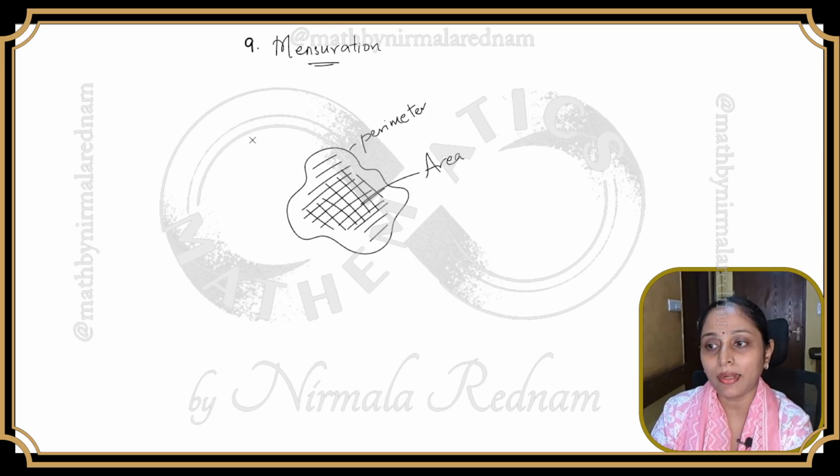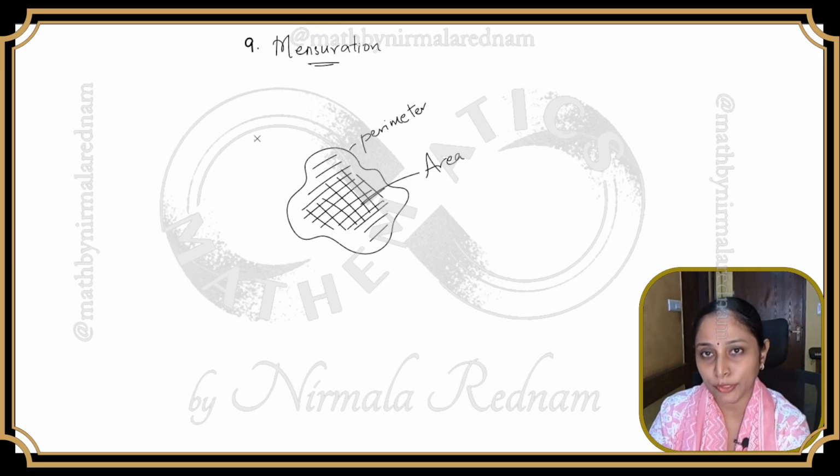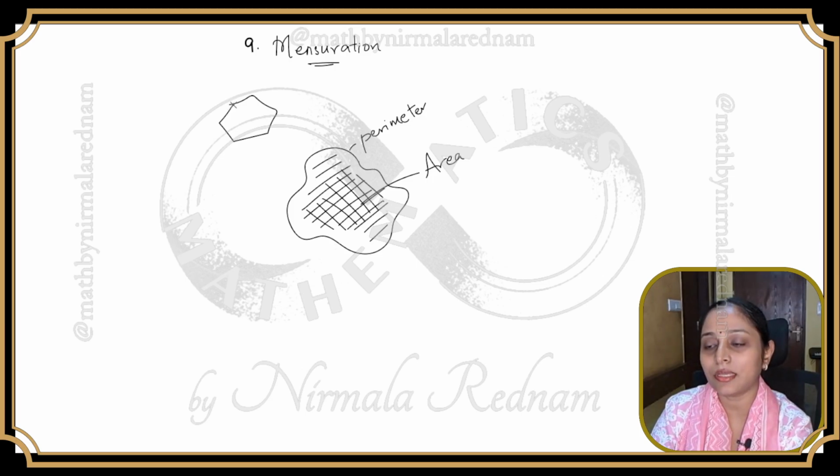But if you look at polygons, which are simple closed curves made up of line segments, because I have line segments, I know how to measure the length of a line using a ruler. So I'm very comfortable with that. What we are going to do is find the length of each of these line segments and add them up. That is going to give you the perimeter.